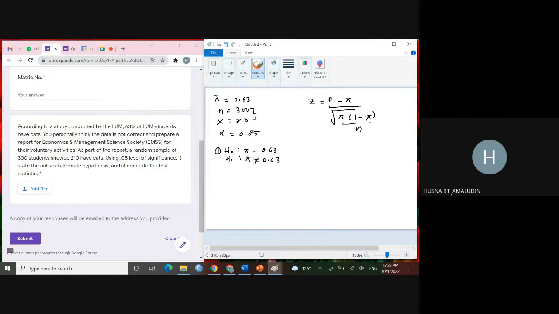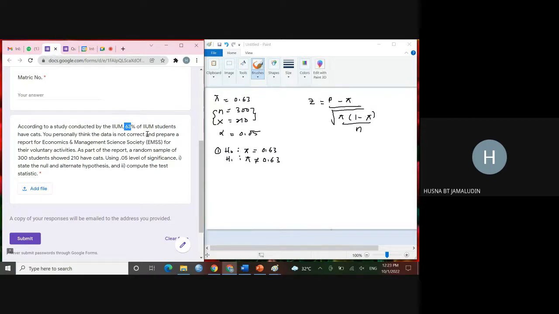If you don't know how to write in terms of this form, you can say that H1, the proportion, does it mention proportion? No, it doesn't mention, right? Let's assume that you don't know this is proportion. Let's assume that you don't know that n and x will give you proportion. So let's see where the parts are. You personally think the data is not correct. So you think that whatever given here is not correct, so you want to compute your own.